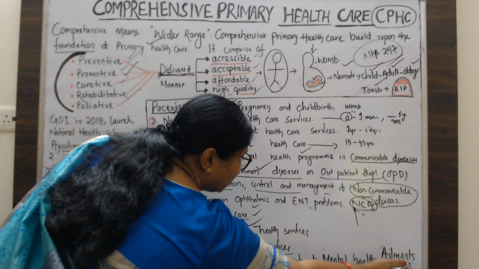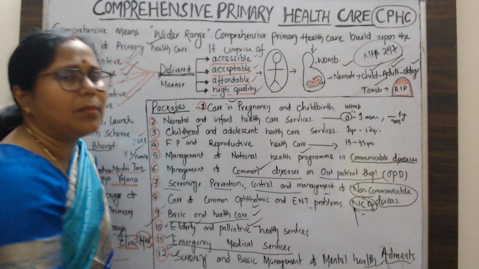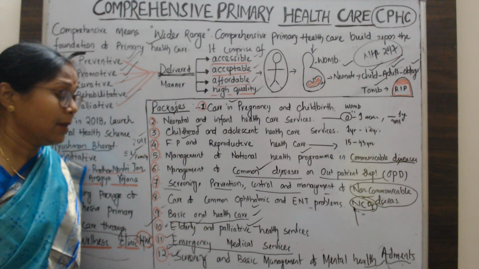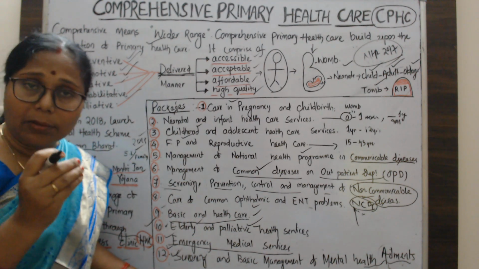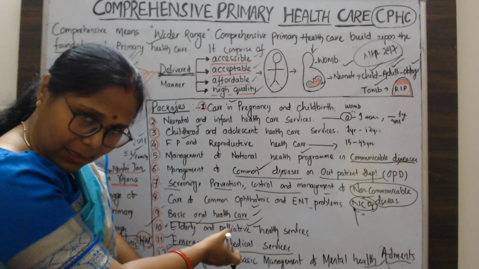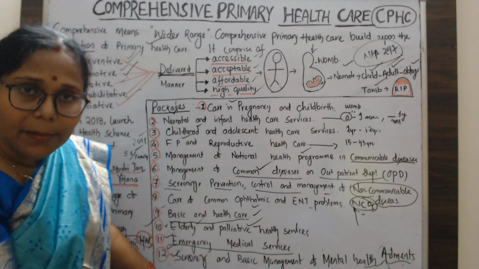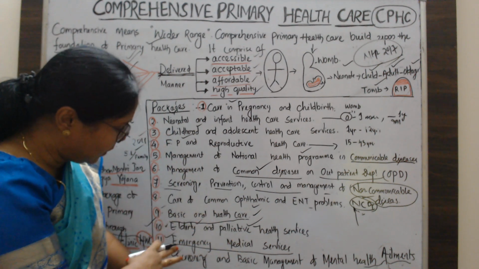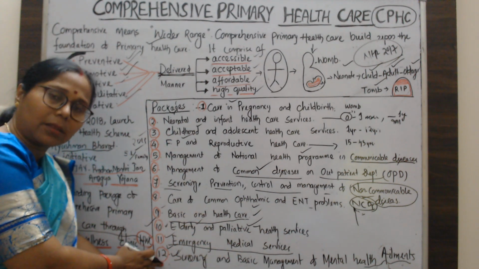So nowadays, due to stress and environmental change, mental health problems are arising. So where counseling or proper guidance is required, mental health problems can also be controlled at the primary level. So that also comes under the 12 packages of health services.